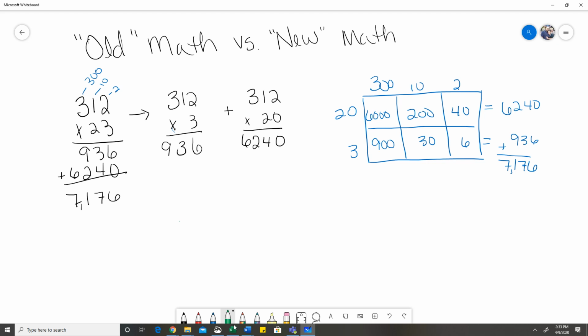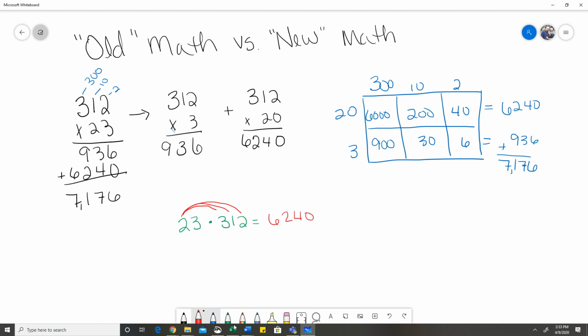Okay? If I take 23, and we don't use the x anymore in algebra, we use a dot to show multiplication, because the x is used for showing that it's a variable, an unknown number. So just to avoid confusion, we don't use that. So if I take this 2 and I distribute it to the 312, I'm still going to get that 6,240.